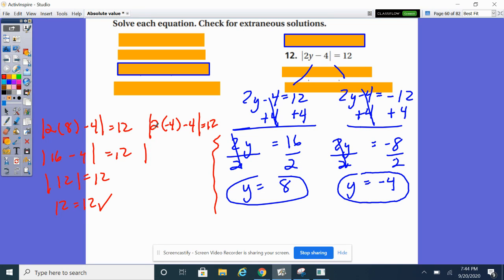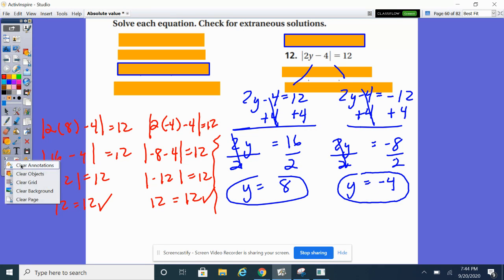Let's look at the other one. 2 times negative 4 is negative 8. Minus 4, is that equal to 12? Negative 8 and negative 4. You can use Desmos if you need to, or a calculator, but that comes out to negative 12. What are the absolute value bars going to do to this negative 12? Well, of course, turns it positive. Does 12 equal 12? You bet. So we have 2 solutions. The solutions are y equals 8 and y equals negative 4. All right, let's look at some more.